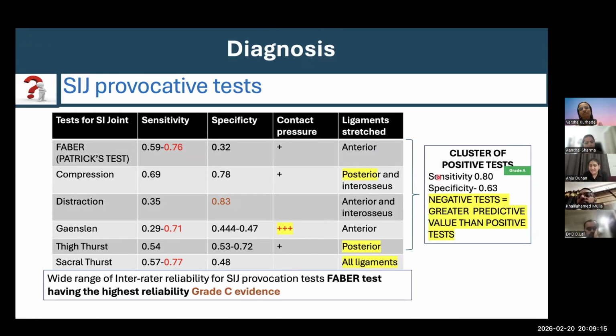The specificity of individual tests or the cluster of tests is much less than the sensitivity. Therefore, the negative predictive value of the test is much higher than the positive predictive value. This is a grade A recommendation by the society. The inter-rater reliability of the SIJ provocation test has a wide range, with the FABER test having the highest reliability.